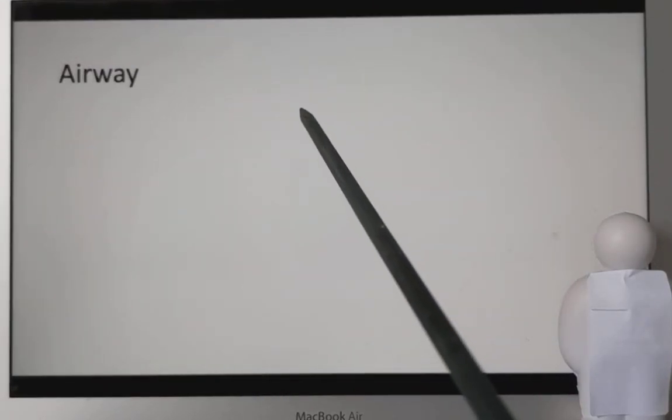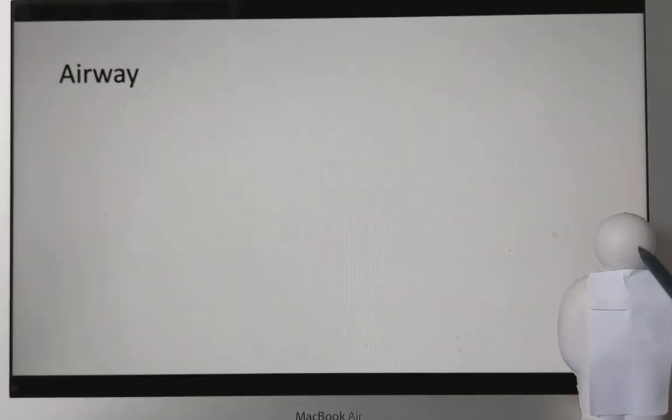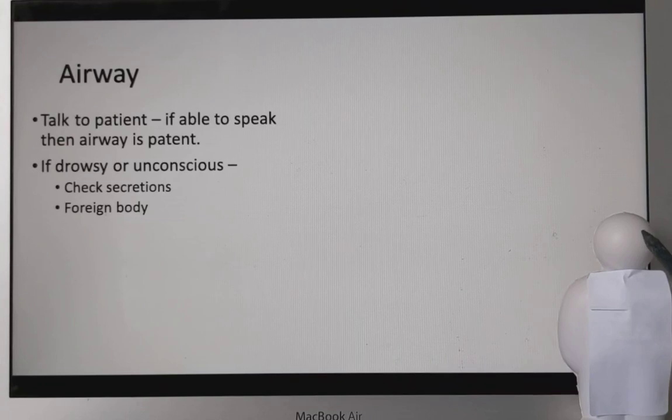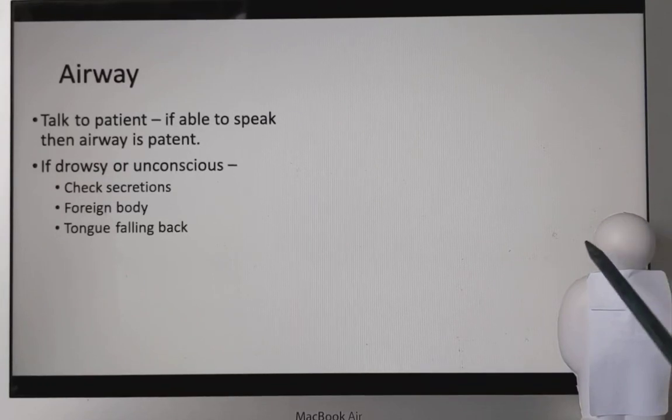So coming to airway. Now, in my patient, I start assessing his airway. What do I do? Talk to the patient. If able to speak, then airway is patent. If drowsy or unconscious, you check and open the mouth, check for secretions, foreign body, or tongue falling back. These are the most common causes of airway compromise in someone who is unconscious.